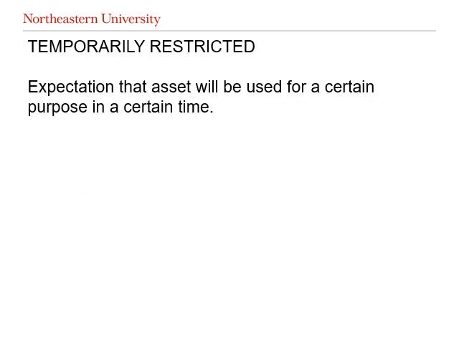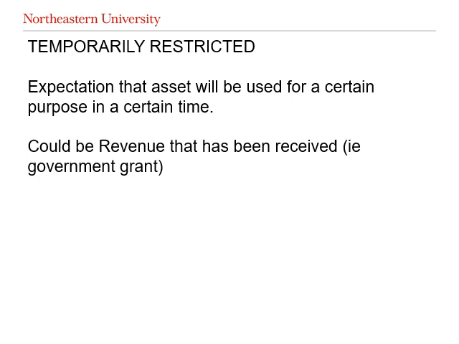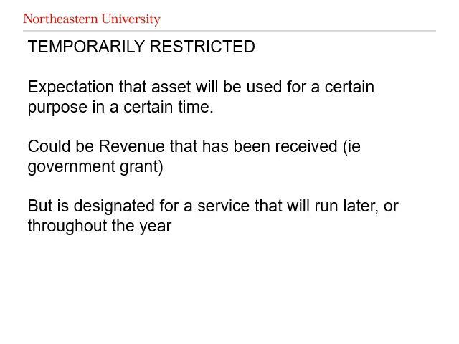There are temporarily restricted assets where there is an expectation from the source of this asset, a grant, a gift, etc., that it will be used for a certain purpose within a certain time. So it could be revenue that's been received. So let's say you are going to run a summer program for children and the state has given you a grant to run that. But you received this grant and recognized the money in March. It is restricted. You cannot use it until the time that it is meant, until the summer. So it is there in your books as revenue received, but it is temporarily restricted until the summer.